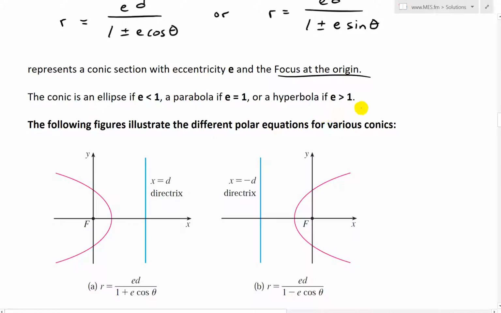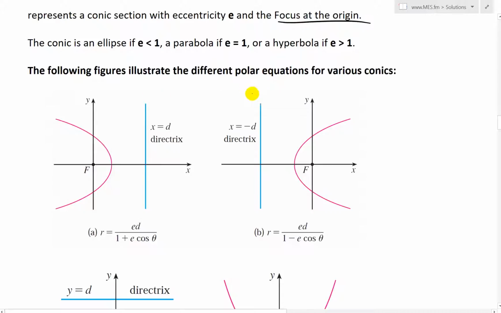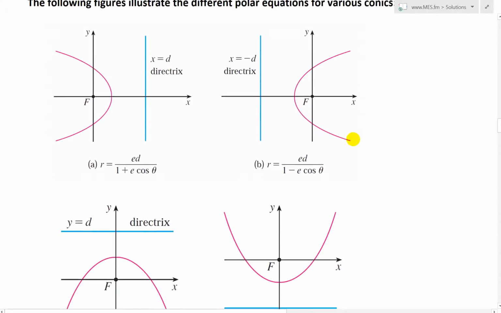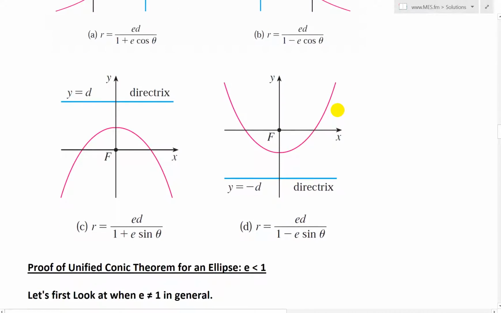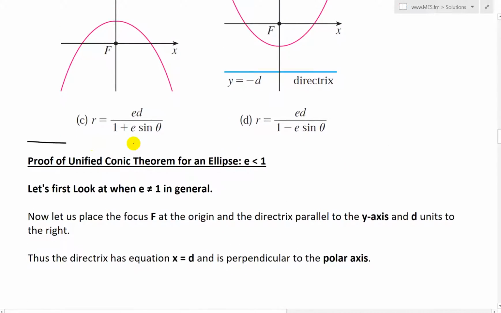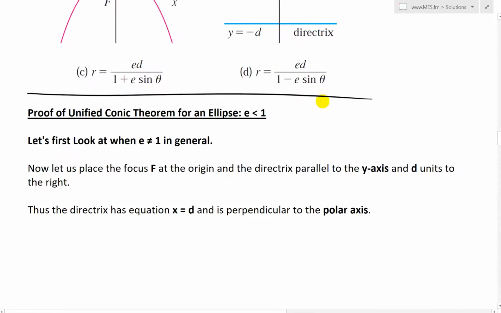or a hyperbola if e is greater than 1, and the following figures illustrate the different polar equations for various conics. So r equals ed divided by 1 plus e cosine theta, as if x equals d. The directrix is distance d from F on the positive side. If it's on the negative side, we'll have a negative e cosine theta there. Then if it's vertical like that, y equals d, we have plus e sine theta. And here, if it's y equals minus d, then what we have is the minus and sine theta. Again, I proved these conditions in my earlier videos, so check that out.